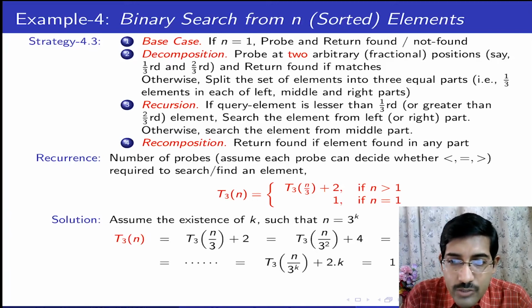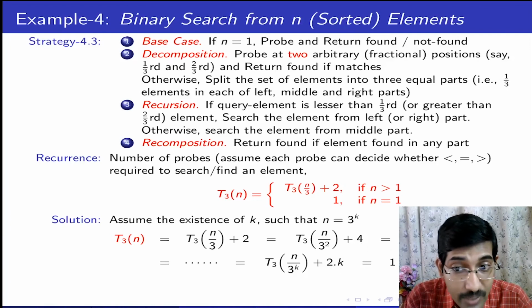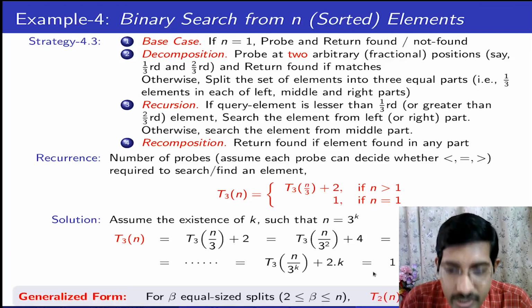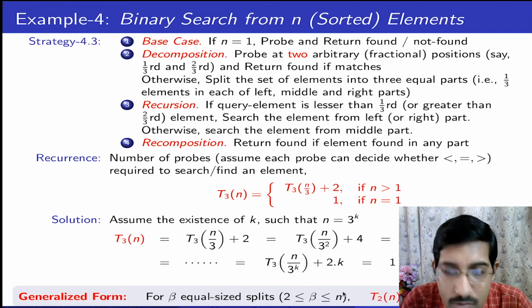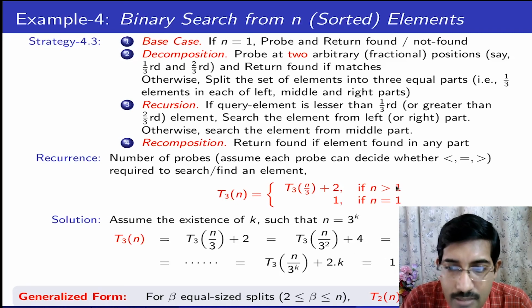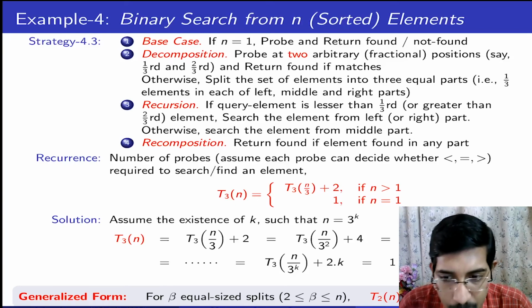So it will go this way, 3 square plus 4, 3 cube plus 6, so on up to this. This is 2k instead of k. So this is 2 log base 3 n. In general, if you have beta equal size splits instead of 3 equal size splits, it is instead of 3 it will be beta, and beta minus 1 is actually the number of probes, as 3 minus 1. That's why the number of probes comes here.